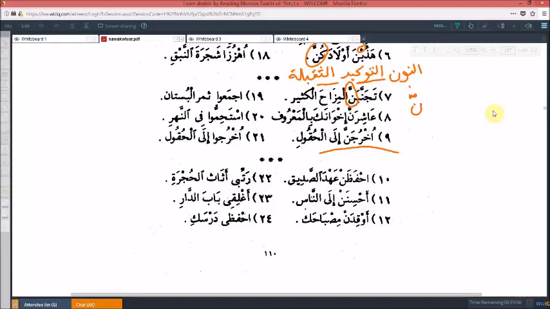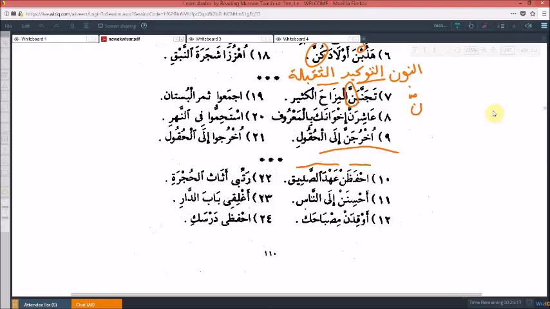If we look down below, احفظن عهد الصديق. From ihfad, to guard or to protect or to preserve. Ahd as-sadiq, the covenant of the friend, meaning like your friendship, right? Protect and preserve your friendship, the covenant of the friend. Ahd is covenant or contract, as-sadiq, so like the covenant of your friendship.